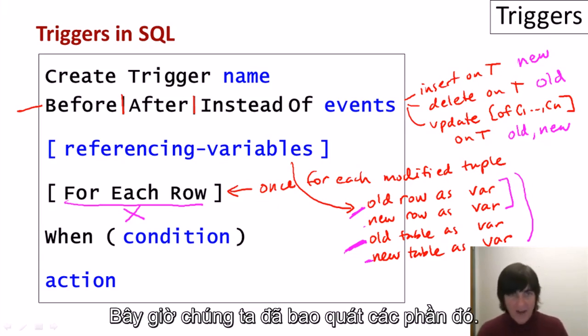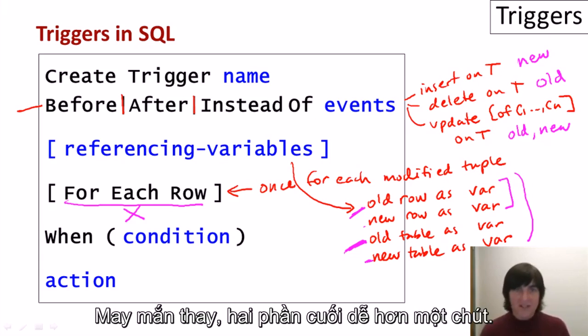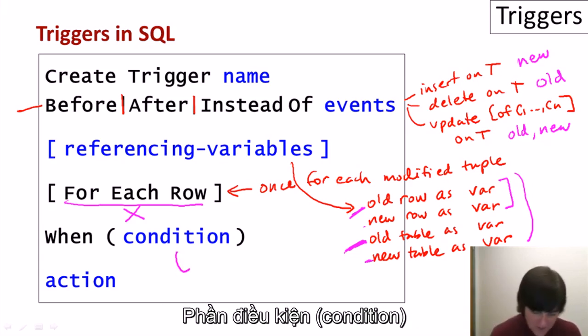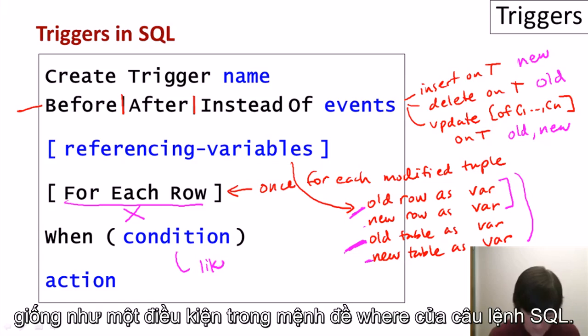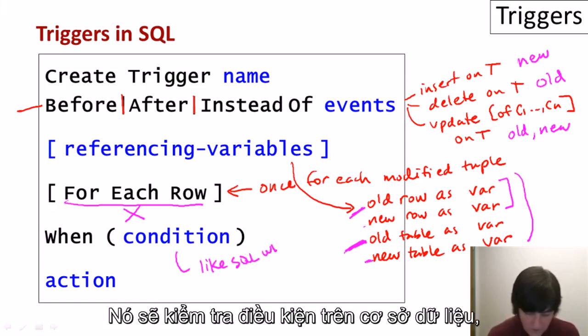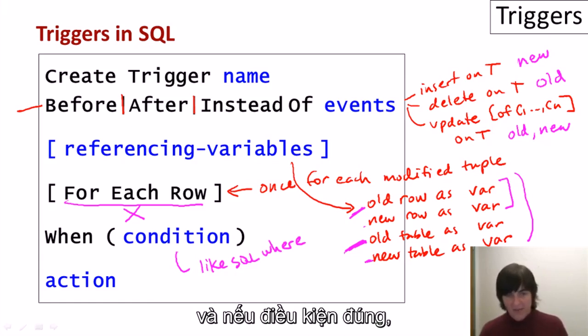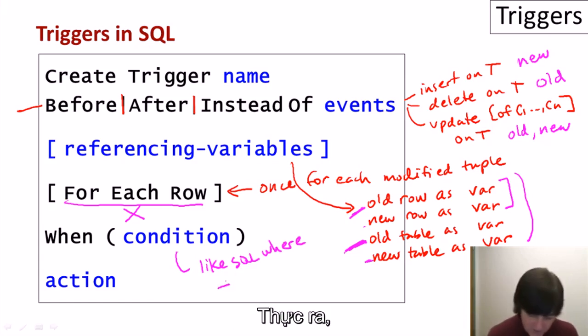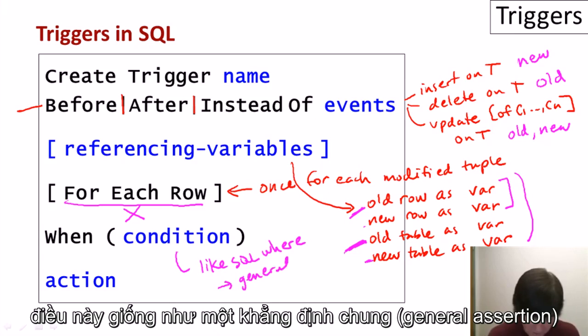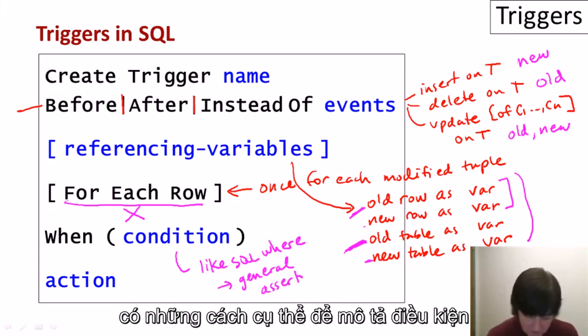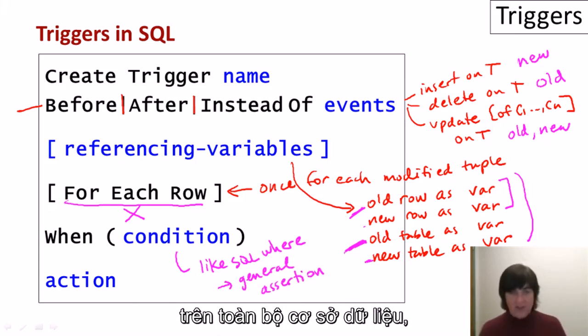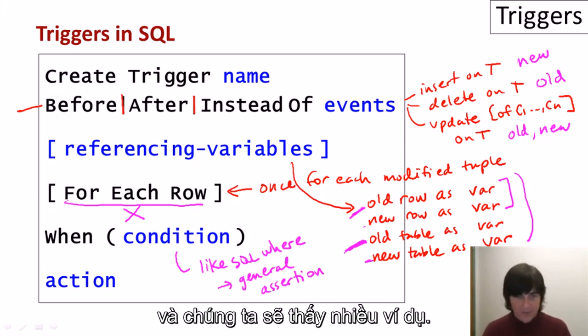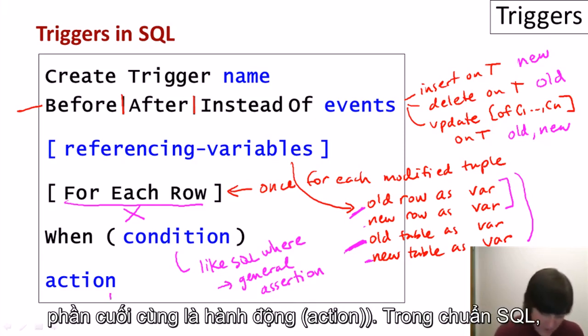Phew. Okay, so now we've covered those clauses. Fortunately, the last 2 are a little bit easier. The condition here is like a SQL where condition. It's going to test a condition on the database, and if the condition is true, then the action will be performed. Actually, what this is really like is a general assertion. We saw there were certain ways of describing conditions that are on entire databases, and we'll see a number of examples. And finally, last of all is the action.